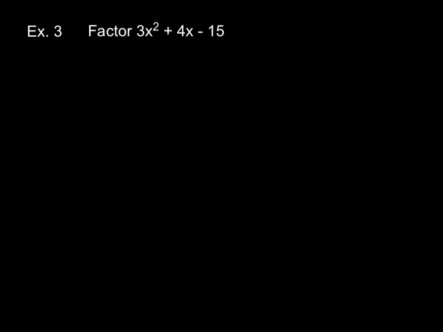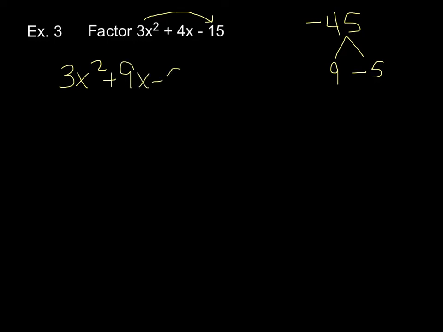Okay. So hopefully this is starting to make a little bit of sense. So we'll go through another one here. 3x squared plus 4x minus 15. So I'm going to start with 3 times negative 15. I get negative 45. So now I need two numbers that multiply to negative 45 but add up to positive 4. So I'm going to go with 9 and negative 5. So I'm going to come back and take my 4x and rewrite it as 9x minus 5x.